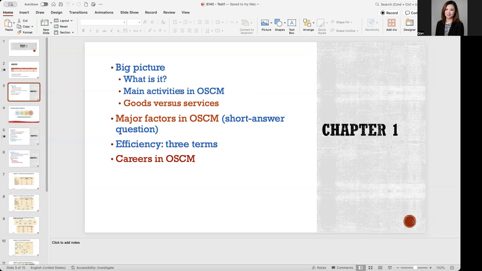So this is also related to the SCOR model. We have 5 main activities in operations and supply chains: plan, delivery, return, and others. So you need to figure out these parts.